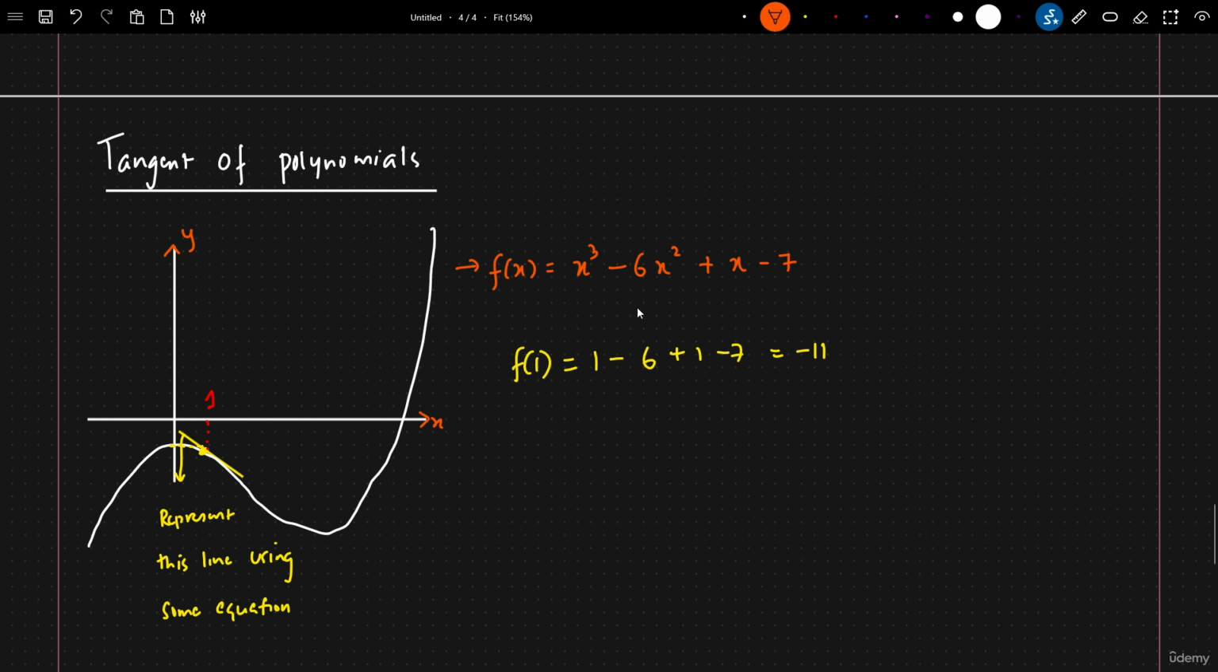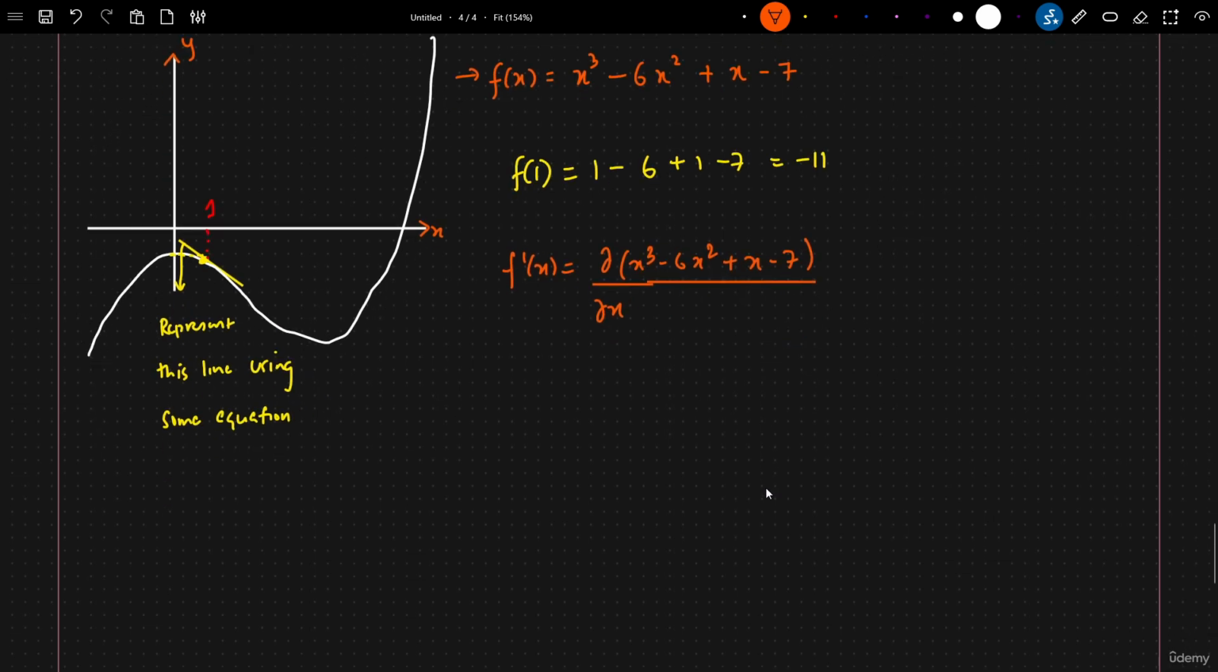Now let us calculate the derivative of f of x. This is the derivative of x cube minus 6x square plus x minus 7. Finding the derivative is quite simple; till now, we have seen multiple examples. So this will be 3x square minus 12x plus 1 minus 0, since the derivative of the constant is exactly 0. This is what is my f dash of x.